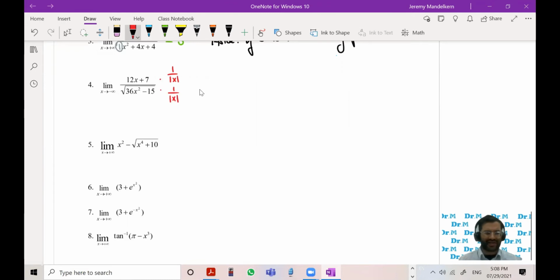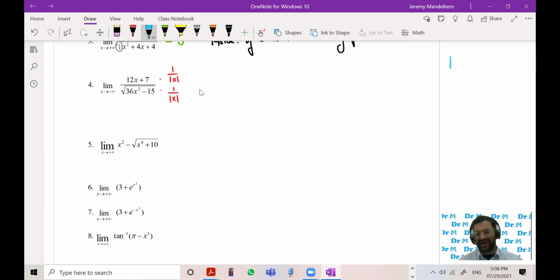So notice that as x goes to minus infinity, the numerator is actually going to minus infinity. If you mistakenly use 1 over x, we're inclined to make some sort of sign error. So it's better to use absolute value of x here.